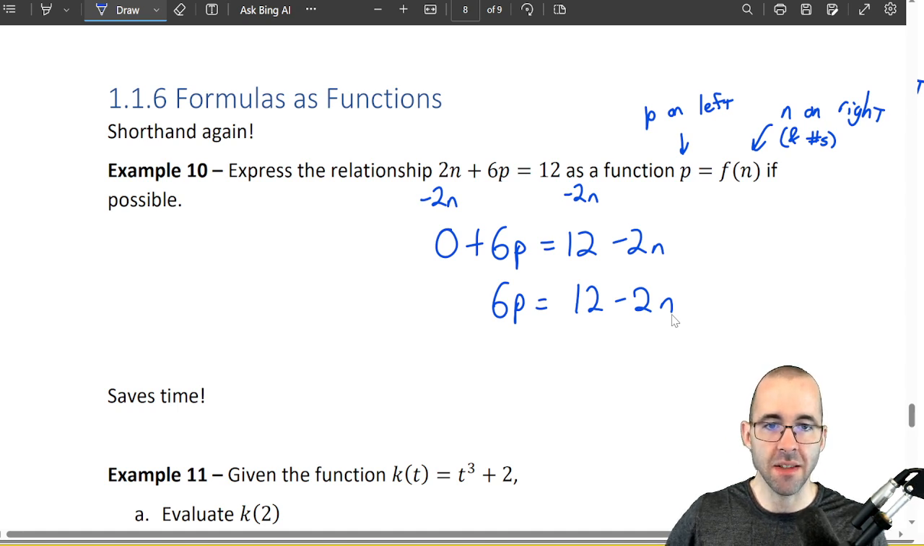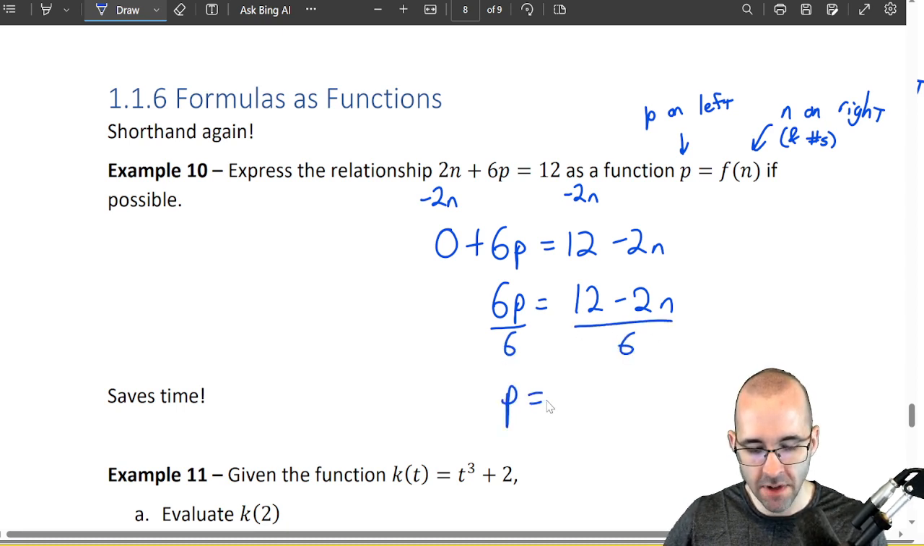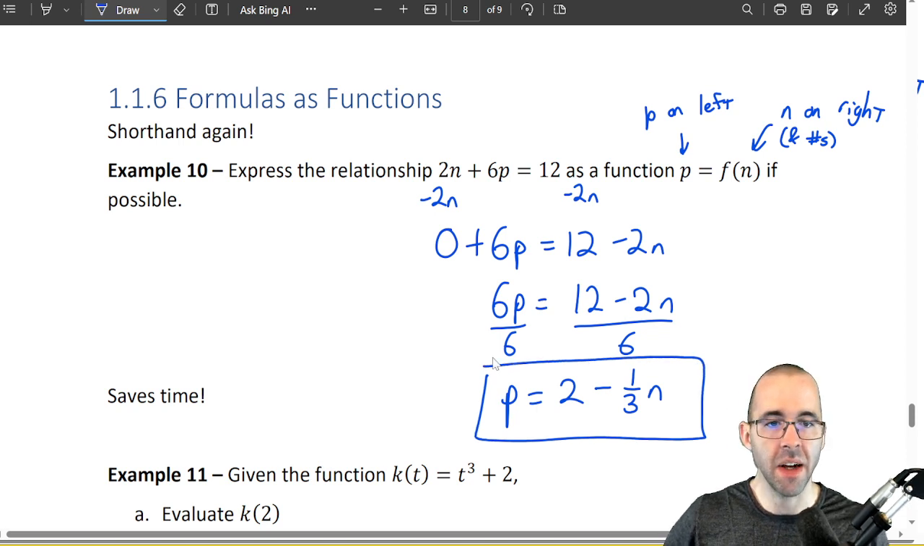P is almost by itself, but there's a 6 in front of it. So we need to divide everything by 6. So that's going to give us now P. Now we have 12 divided by 6, that's 2. And 2 divided by 6, that's a third. We're going to get that P is 2 minus a third n.